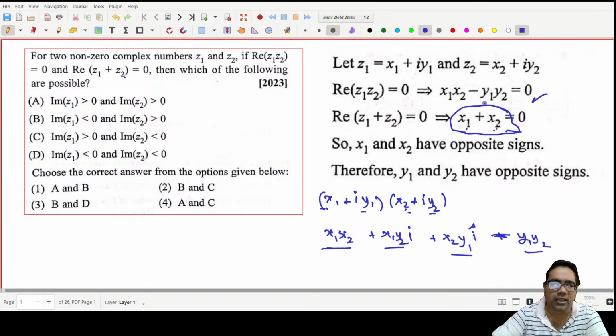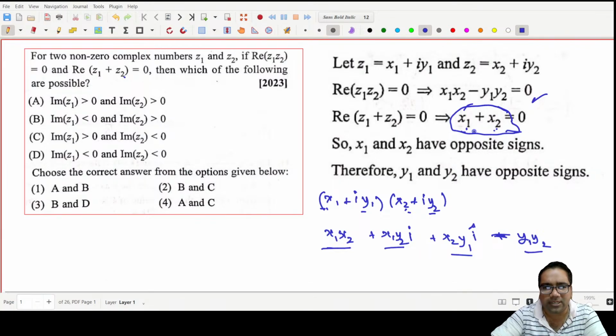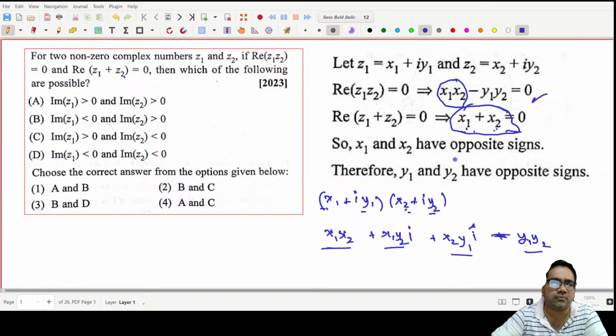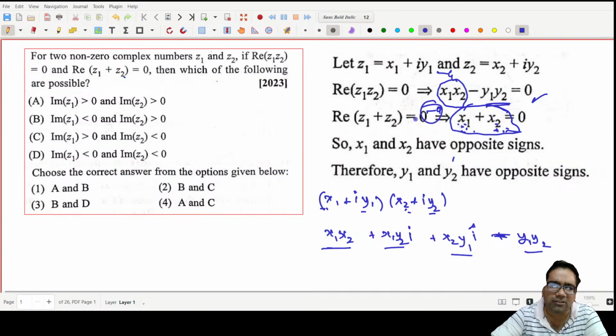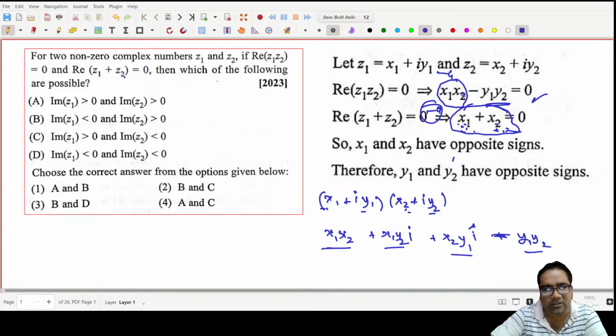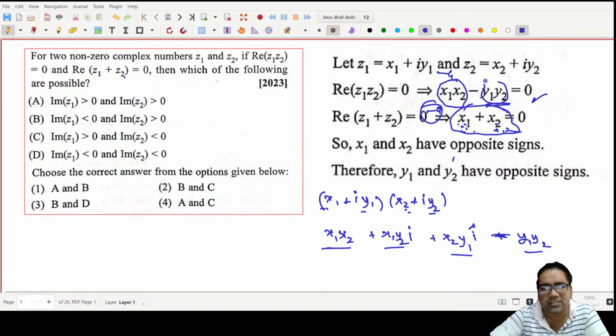If these two are of opposite sign, automatically what does that mean? This is a negative number, right? Let's say this is 2, this is minus 2, this is something like minus 4. This is 3, this is minus 3, this is something like minus 9, right? That means y1 y2 also has to be equal to minus 9, right? Then only this difference is equal to 0. Agree? So if y1 y2 is minus 9, then this is also equal to minus 9.